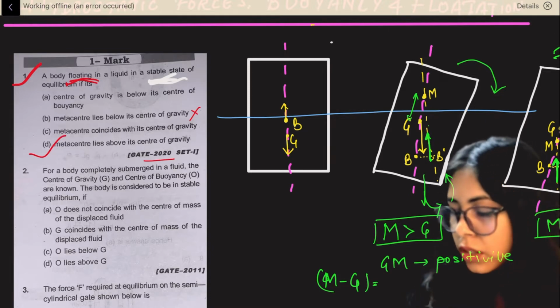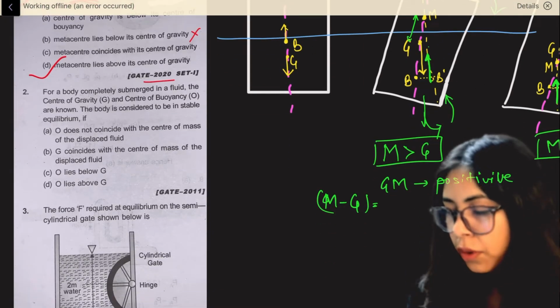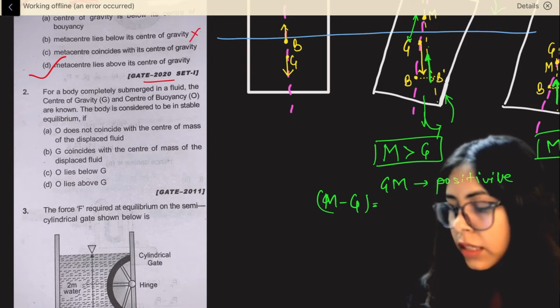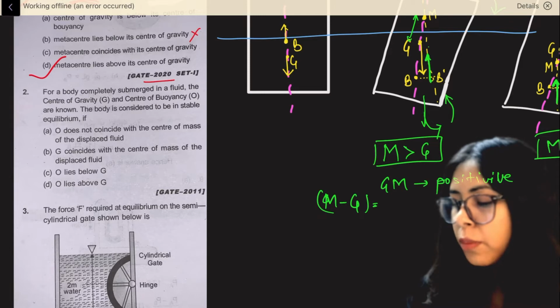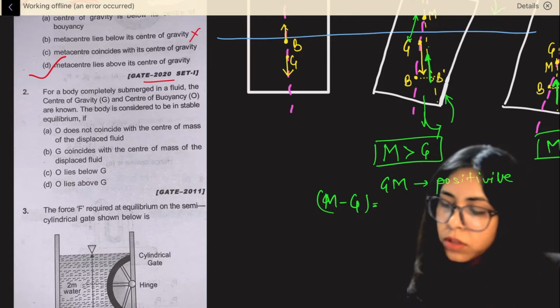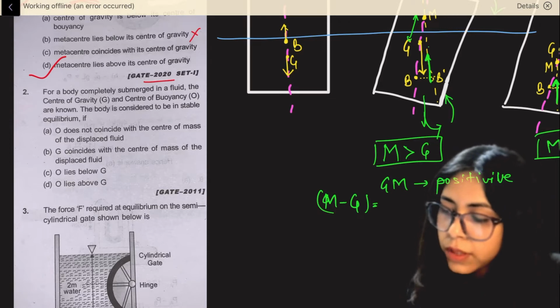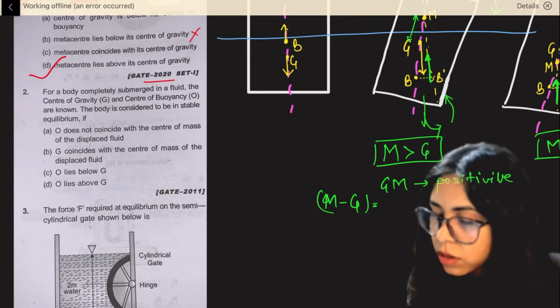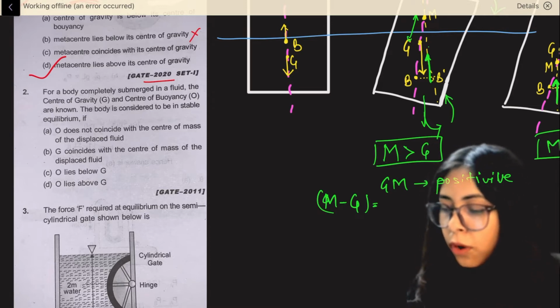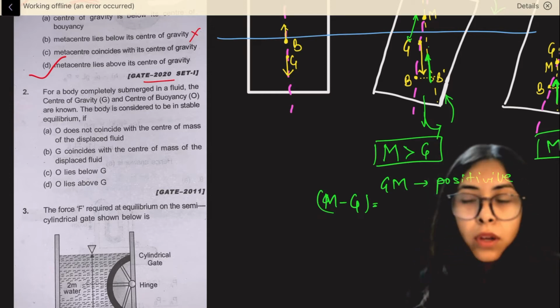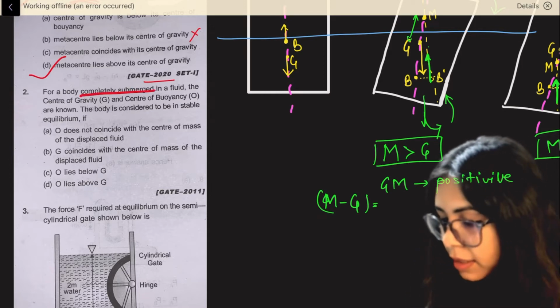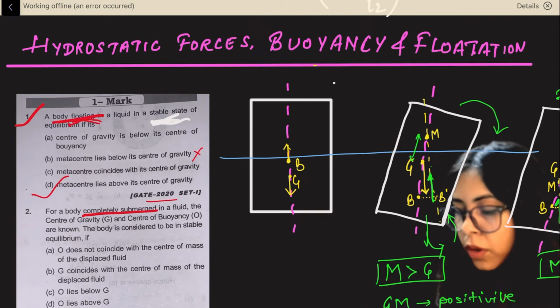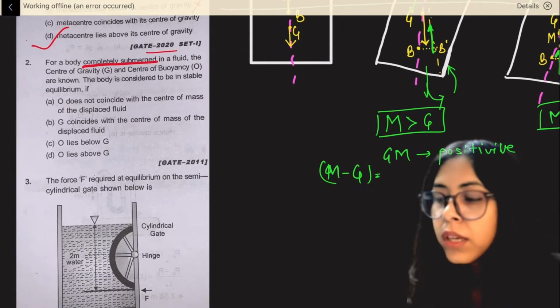So let's do the next question. For a body completely submerged in a fluid, the center of gravity G and the center of buoyancy O are known. The body is considered to be in stable equilibrium if: O does not coincide with the center of mass of the displaced fluid, G coincides with the center of mass of the displaced fluid, O lies below G, or O lies above G. So we have the four options, and now we are talking about a fully submerged body, completely submerged. We have discussed the case of a floating body, and now we are going to discuss the case of a fully submerged body.